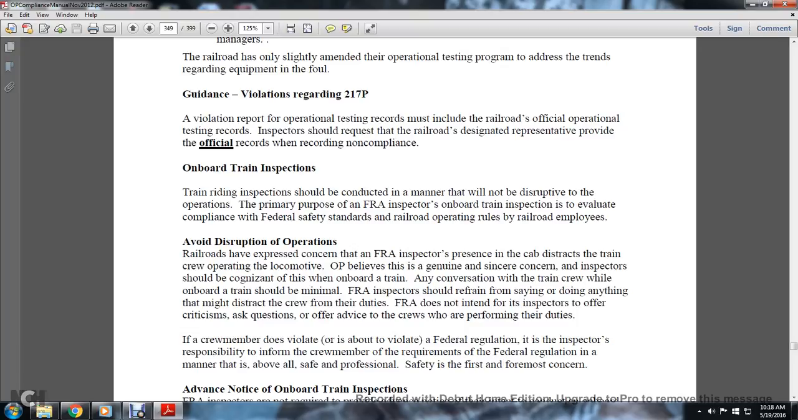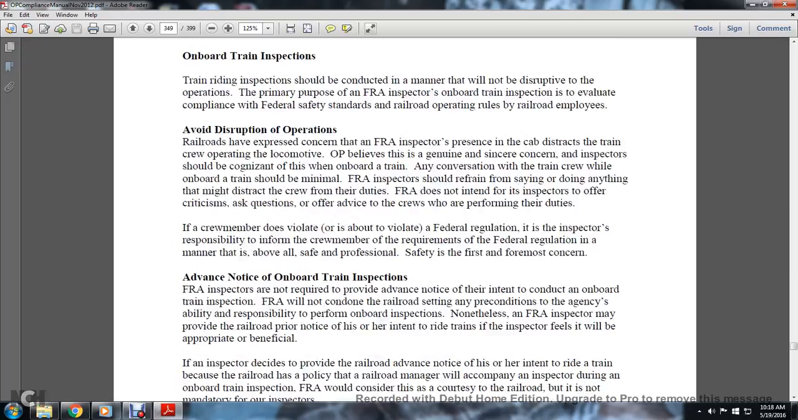Onboard train inspection. Train riding inspection should be conducted in a manner that will not be disruptive to the operation. The primary purpose of the FRA inspector onboard is to evaluate compliance with the federal safety standards and railway operating rules by the railroad employees.